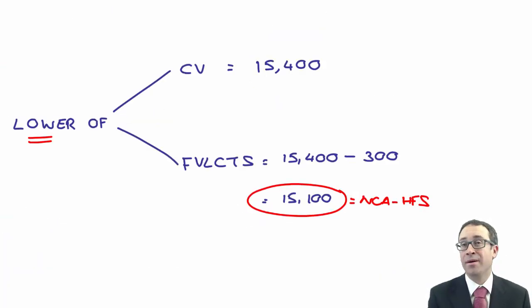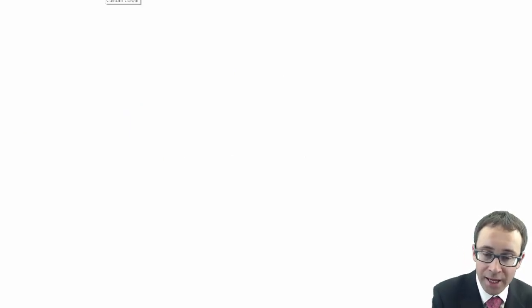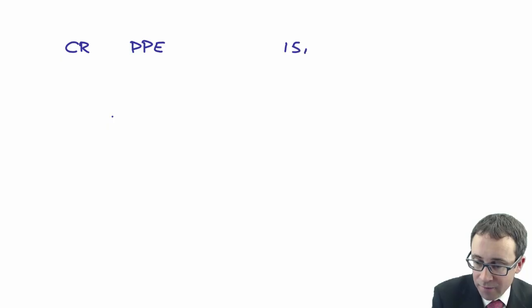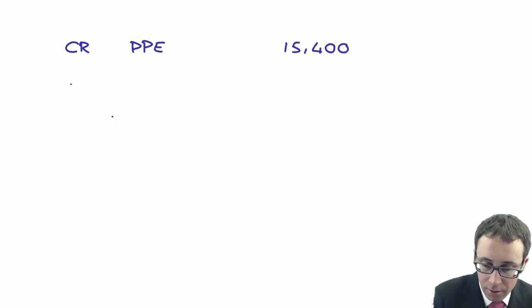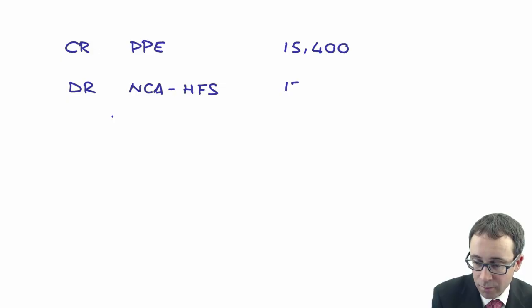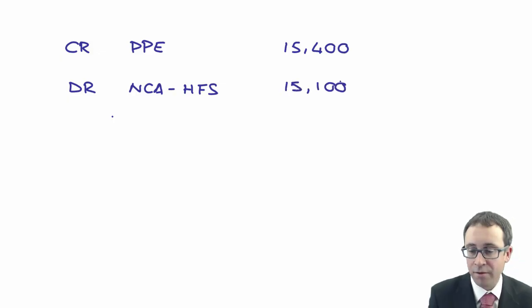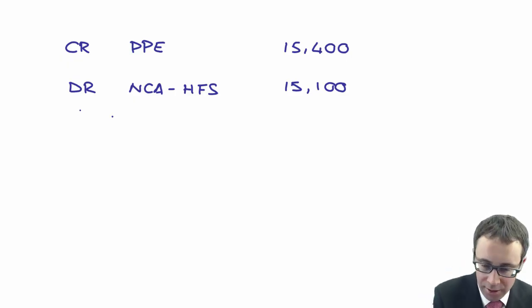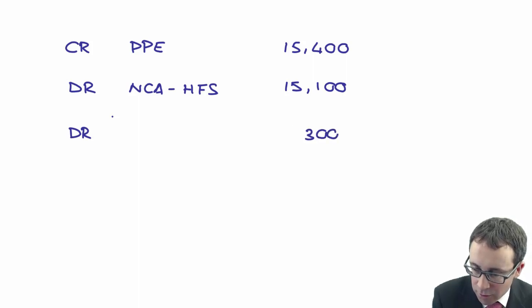What we then need to do is think about the journal entry. Okay. You don't have to write out the journal entry, but I'm just trying to give you a deeper understanding of how things work. You need to go through there and credit your property, plant and equipment, don't we? With the 15,400? I need to debit my non-current asset held for sale at 15,100. Okay. Problem? You bet there is. It doesn't balance, does it? So that debit that we have there is that of 300.